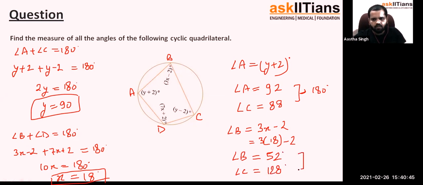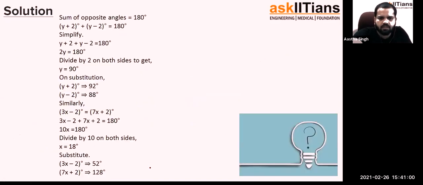degree. What are these sums? I think the point is clear for our cyclic quadrilateral that opposite angles add up to 180 degrees. I think the question is clear to you. Let us just see the solution, right?